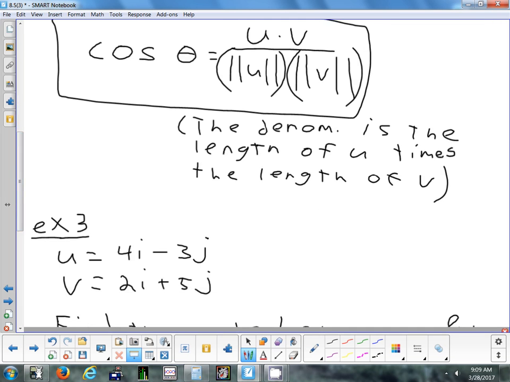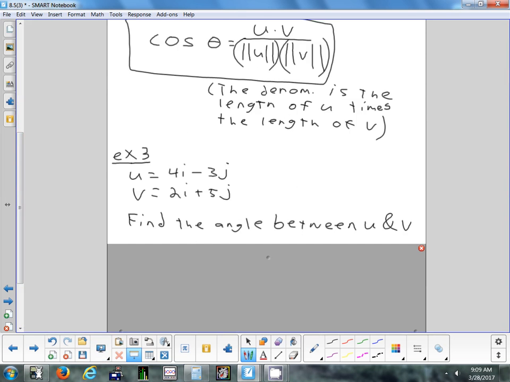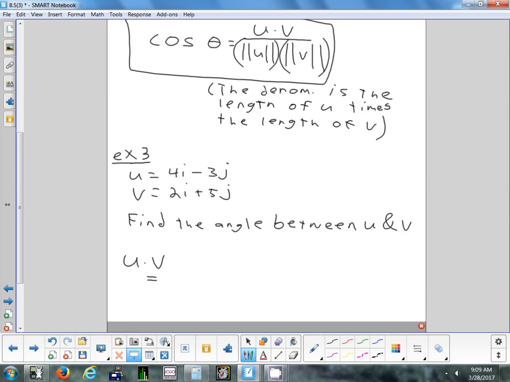Okay, so we'll finish up with finding a dot product and the product of the magnitudes, which will allow us to find the angle. Okay, so there's three things you have to find. The dot product, the length of the first vector, and then the length of the second. All three things we know how to do. So the dot product here would be, what's 4 times 2? And then negative 3 times 5? So what's the dot product? Negative 7.